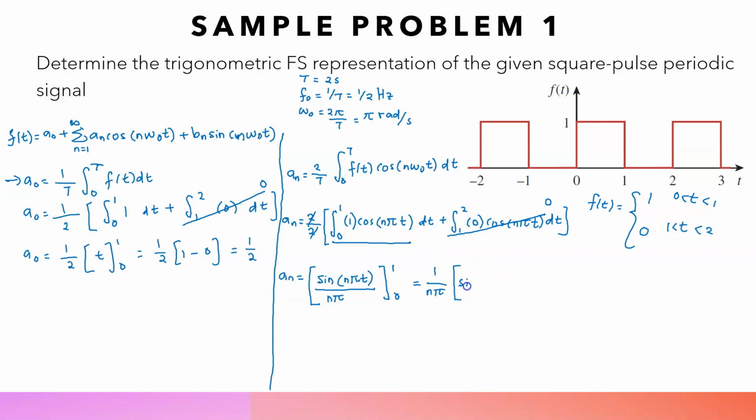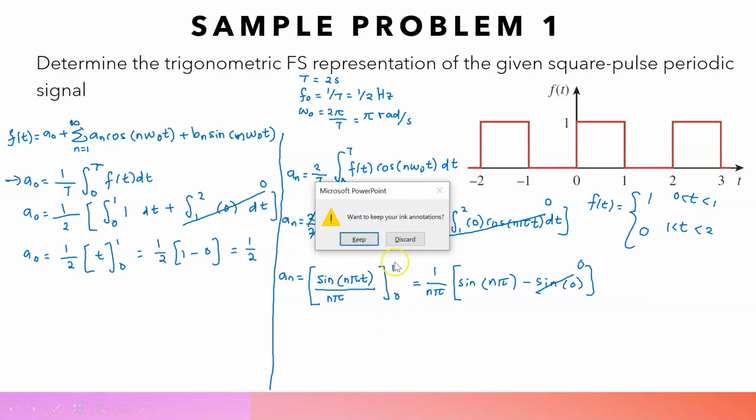This is sine. You substitute t with 1, you are left with n pi minus sine of 0. Okay. Now this sine of 0 is 0, no problem. So we need to find this sine n of pi. Now this one, you have to refer to the table that I show you in the video where I discuss Fourier series.